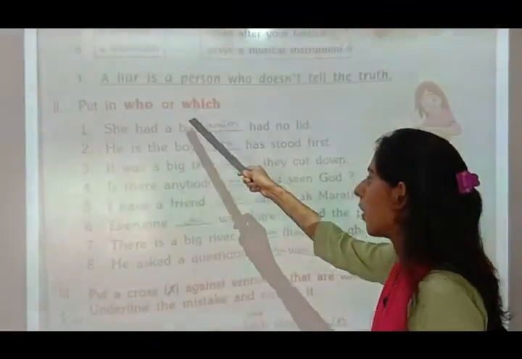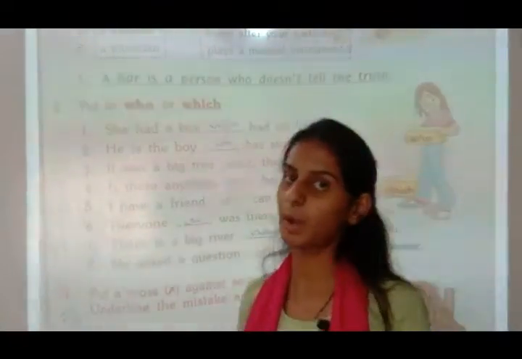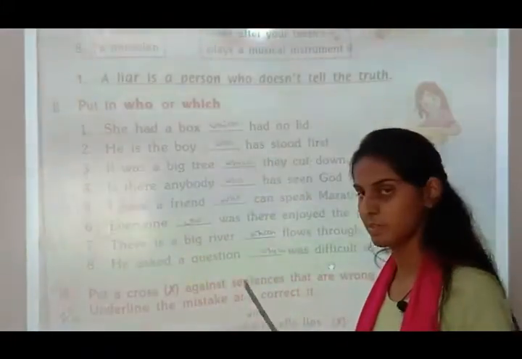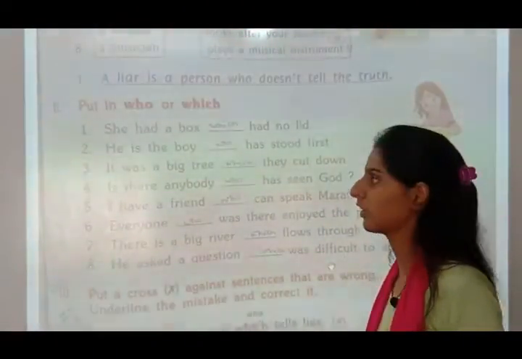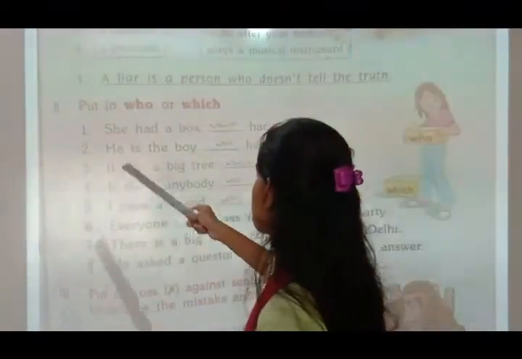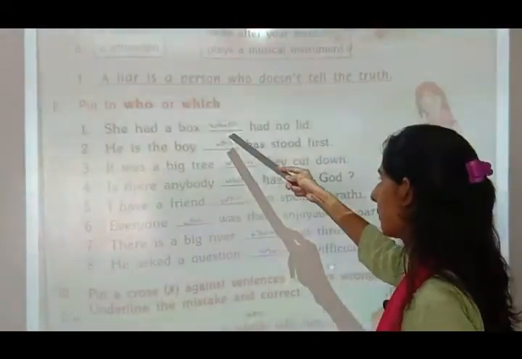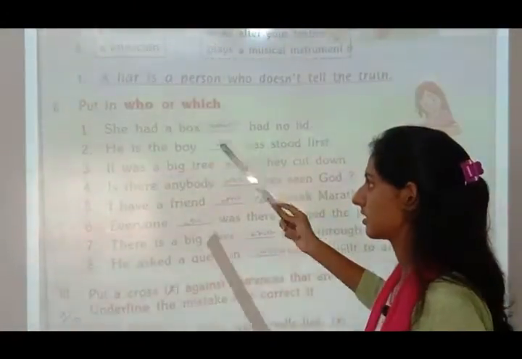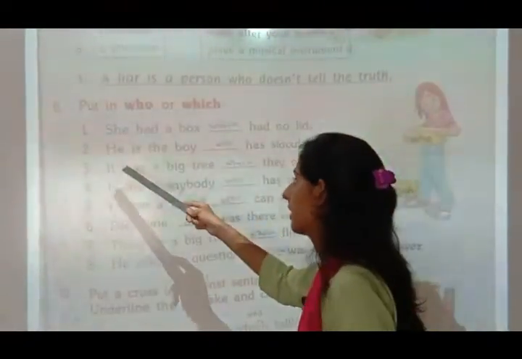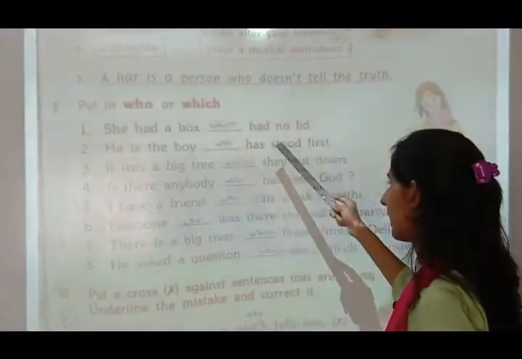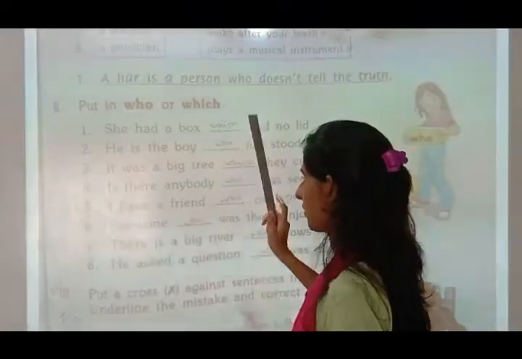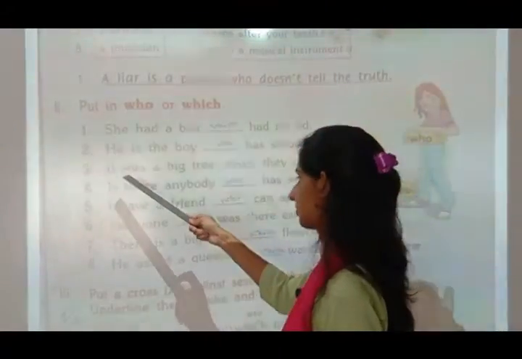Put in who or which. Now what you have to do is put who or which. So remember, for a person we will put who, and for anything or an animal we will put which. She had a box which had no lid. Now a box is written, which means it is a thing, so we will use which. He is the boy who has stood first. So a boy was there, that's why we have used who.